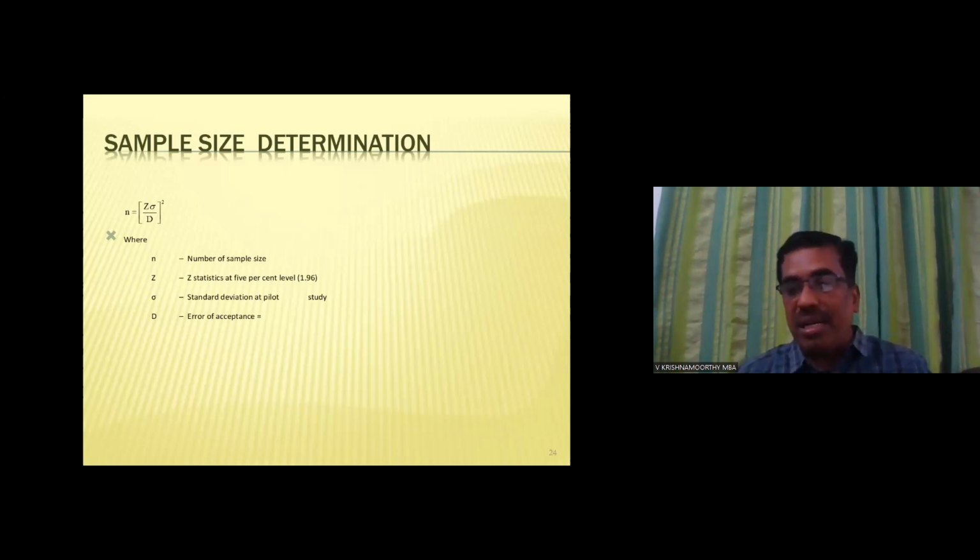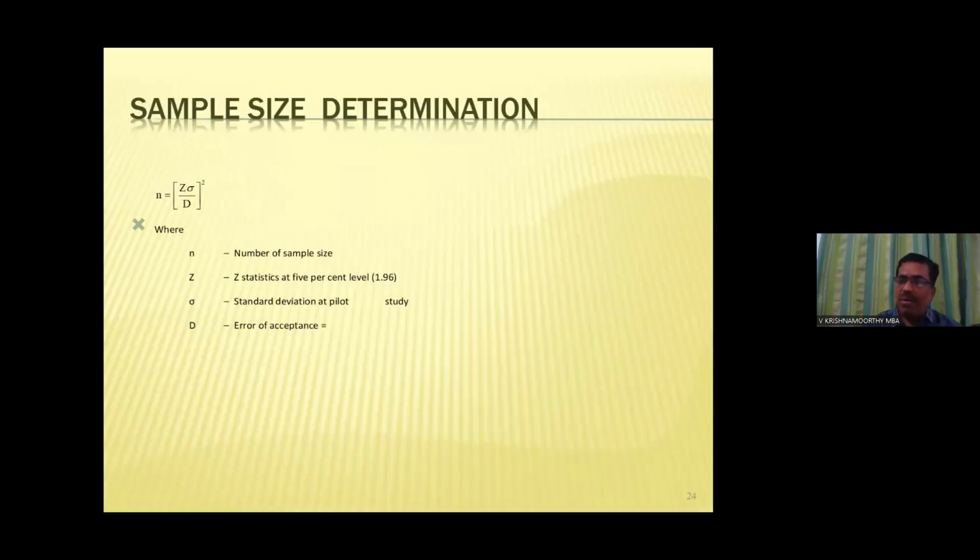We cannot decide arbitrarily whether the population is known or unknown. Whenever we do something in research, there must be a backup, or sufficient evidence. Without evidence, we should not do any activity on our own. Let's take sample size. If you want, the sample size can be determined with the following formula: n equals z stat 6 at 5% level.